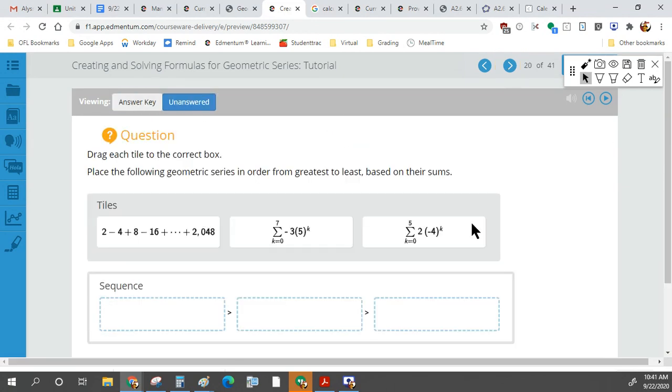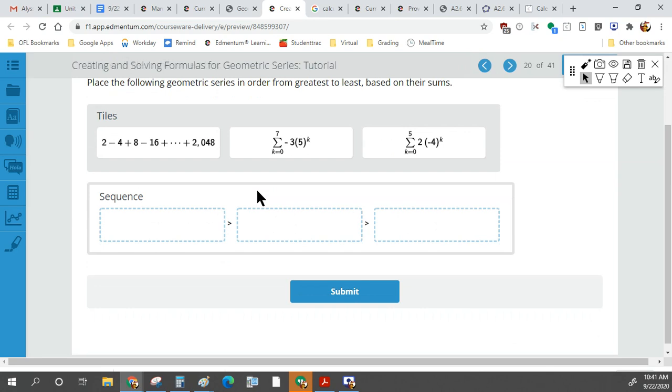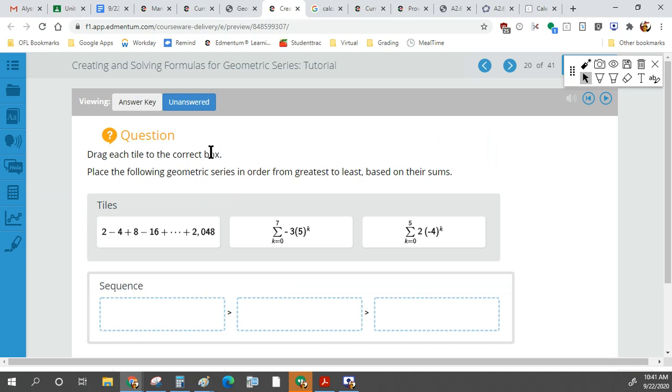All right, let's get into this right now. All right, so they want us to figure out a sequence. Well, guess what? Here we're going to have to do some work. So it figures our last slide has the most amount of work.